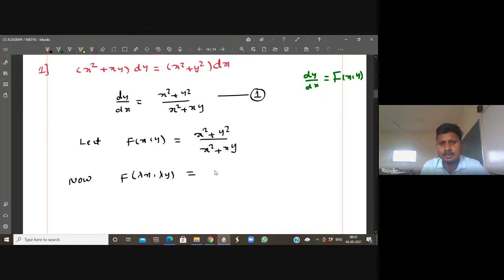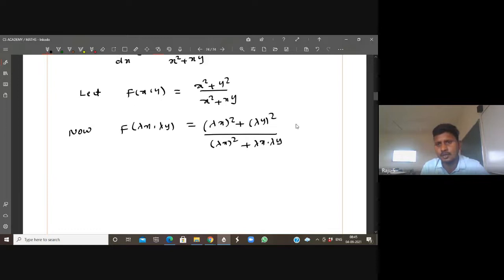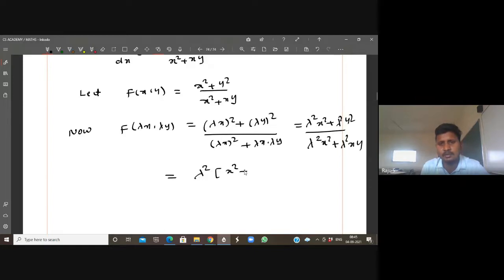f of lambda x comma lambda y equals lambda x the square plus lambda y the square by lambda x the square plus lambda x into lambda y. Got it? Now, it can be written as lambda square x square plus lambda square y square by lambda square x square plus lambda square xy. See, when all the degrees are the same, you will always get lambda power 0. Remember that. So what is common in numerator and denominator? Lambda square is common.